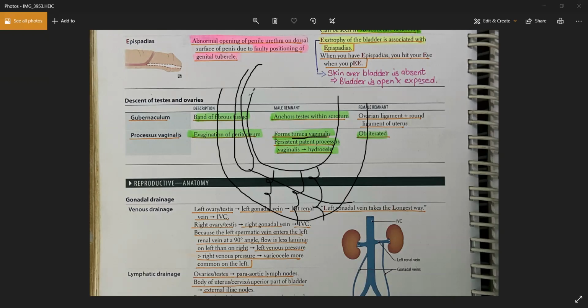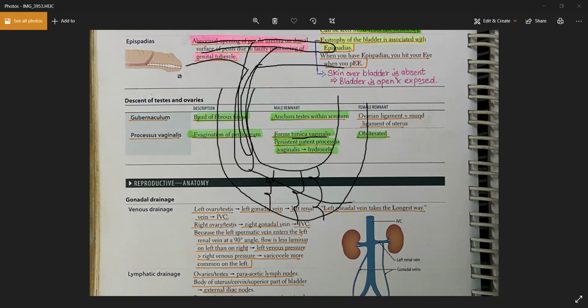So if the obliteration does not occur, then you will have a persistent connection of this peritoneum with the GI tract also, all the intestines, right? You will have the intestines here. And because the intestines are also covered with the peritoneum, you will end up having a connection between the scrotum and the abdomen, right? So now the intestine can easily herniate through this peritoneum, and you can have an inguinal hernia because of that. Okay.